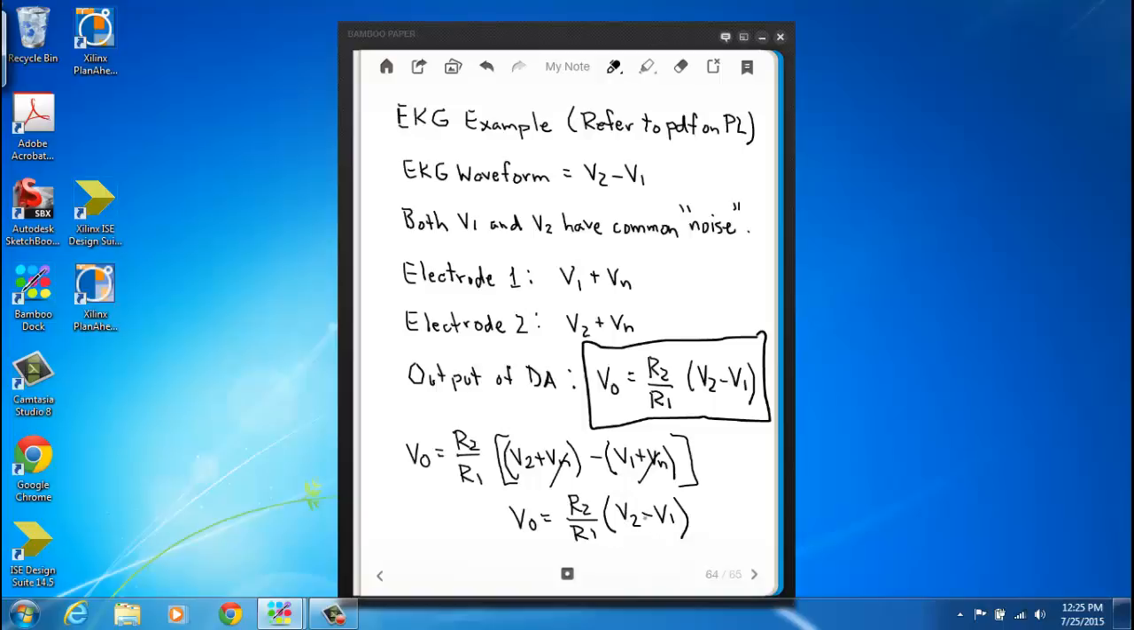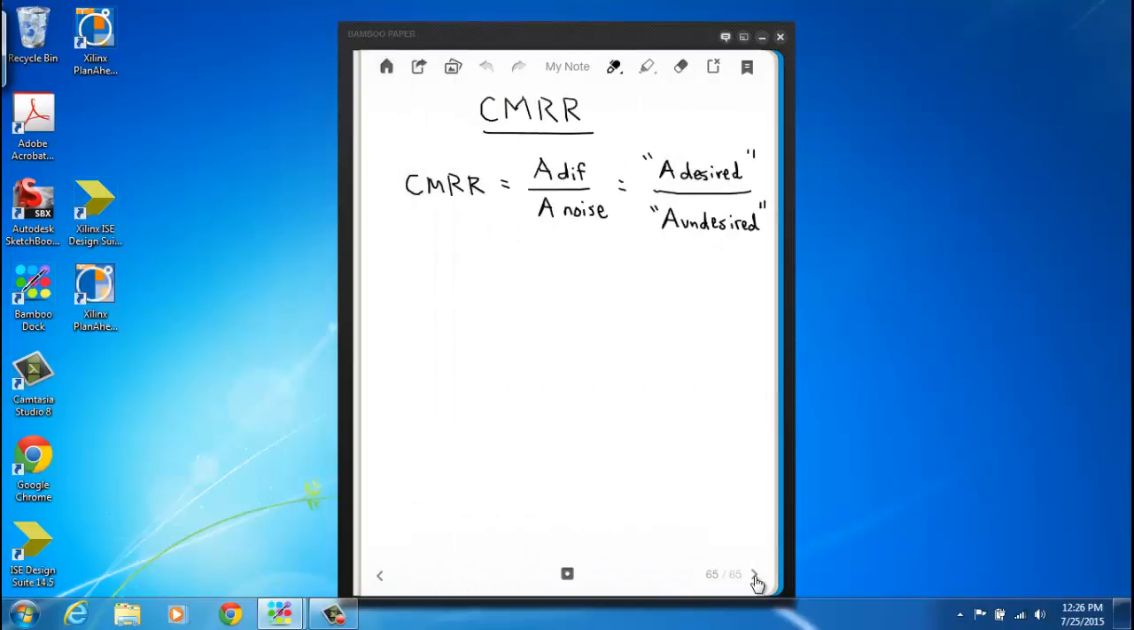Now, in reality, of course, no matter how careful and how much effort is taken to make the electrodes as identical as possible to keep these noise voltages the same, there's always going to be some difference. So in an actual case like this, you'll get some output voltage due to the difference of the noise signal. There'll be some effect on the output due to the undesired noise signal. A measure of how good your actual differential amplifier is, is this measurement called CMRR. This acronym stands for common mode rejection ratio.